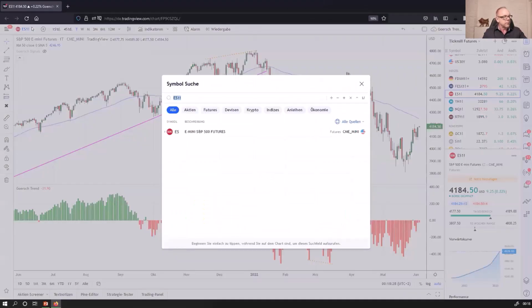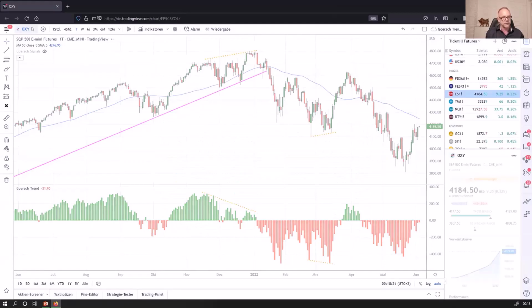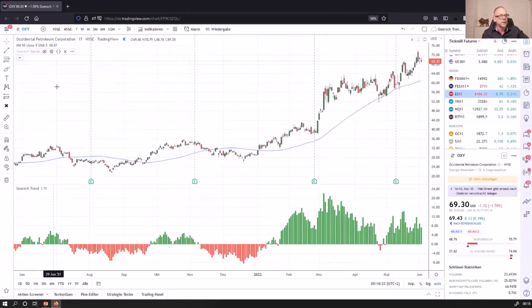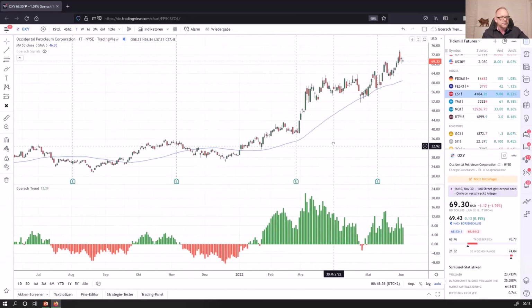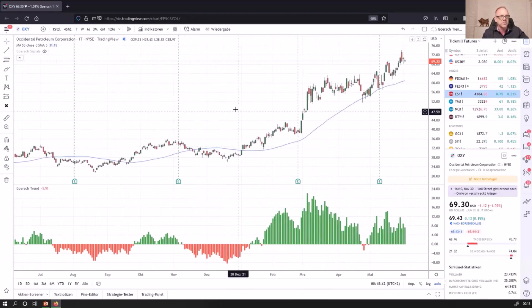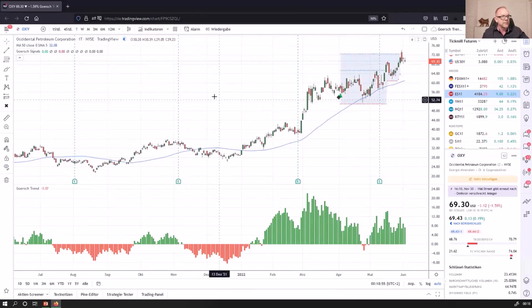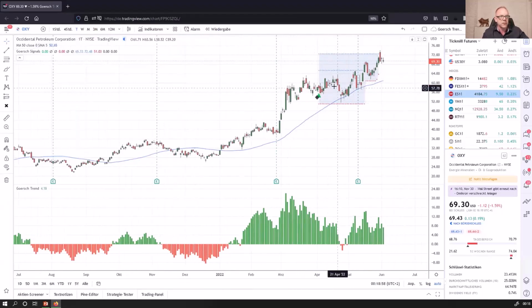So maybe the first one we take a look at is Occidental Petroleum. We see this nice uptrend here. Energy markets, energy stocks actually, are the best stocks this year. So we have a lot of stocks with valid, strong uptrends. And if we take a look at the signals here, we see this was my last trade on the long side with Occidental Petroleum. We got this nice entry setup here on the 4th of April. And we see the first target was reached, the second target was reached.